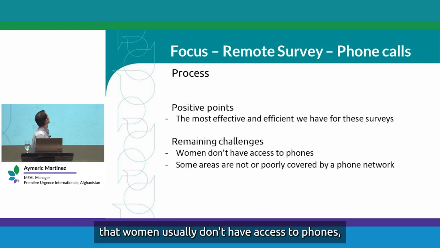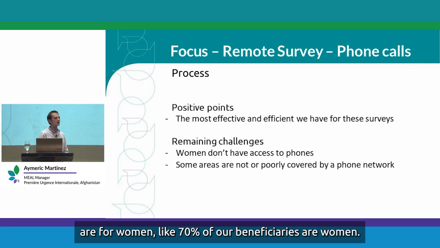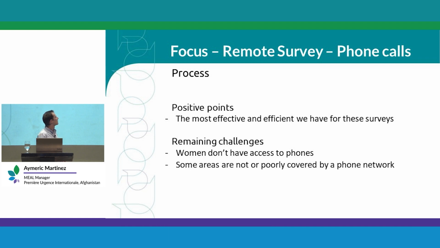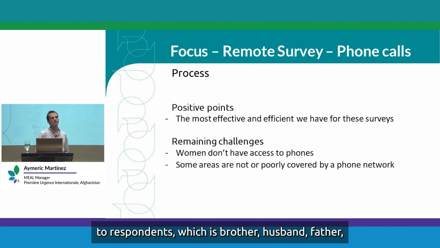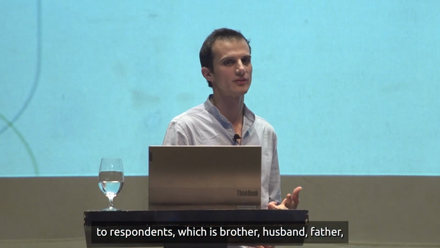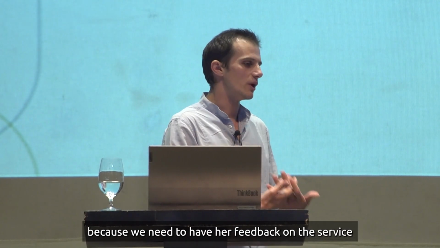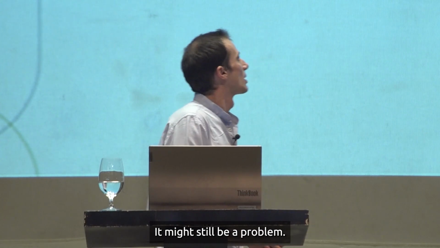The first one is that women usually don't have access to phones, which is a big problem because most of our activities are for women, like 70% of our beneficiaries are women. So it's an issue, even if most of the time we manage to explain to the respondent, who is a brother, husband, or father, that we want to talk to that person, who is a woman, because we need her feedback on the service that she got. It might still be a problem.